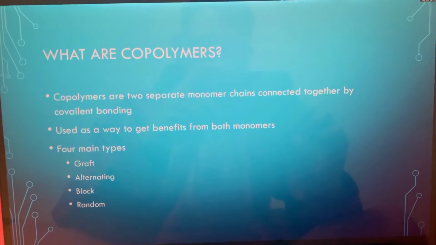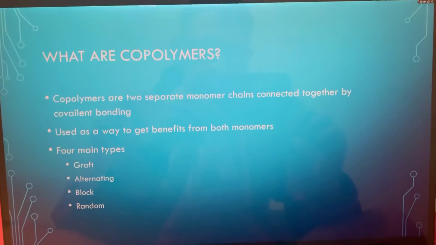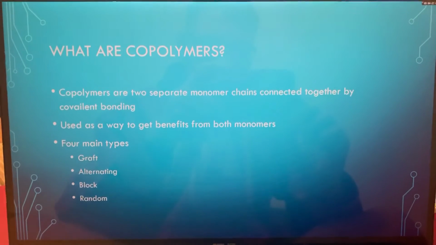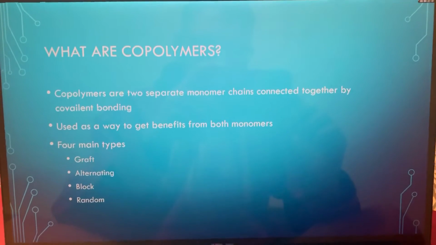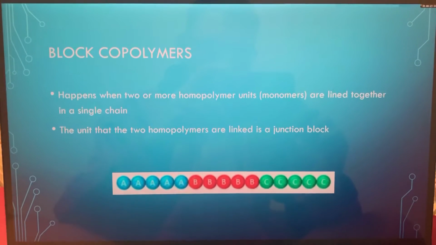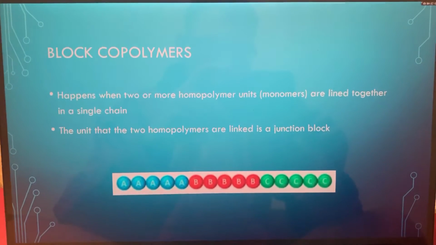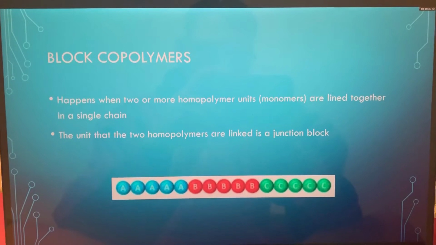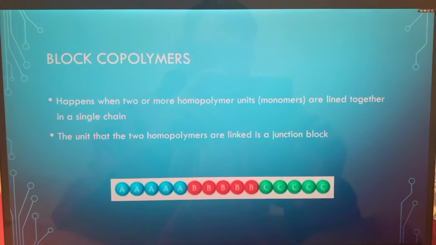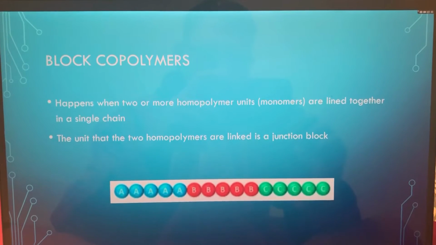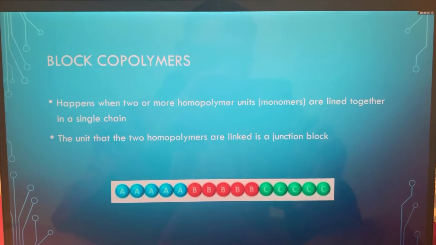expected results. And then there are four main types of copolymers, and those are graft copolymers, alternating copolymers, block copolymers, and random copolymers. To start off, block copolymers happen when two or more homopolymer units or monomers are lined together in a single chain, and the gaps between the chains that connect them together are called junction blocks.